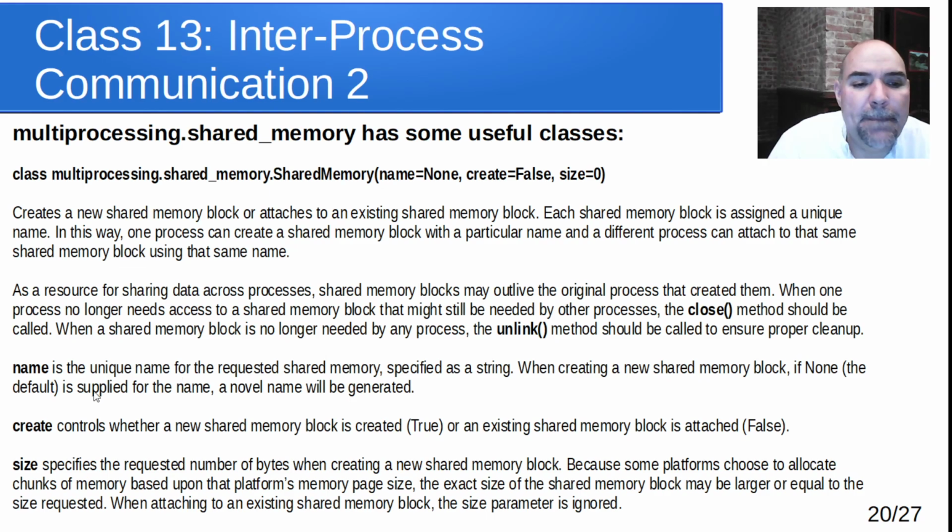Now, one thing to note, create controls whether a memory block is created or an existing one is attached. So if we're the main process, we usually would set create as true, and then a new process that needs to attach would connect to it and set that as false, which is the default. Now, size specifies the requested number of bytes, so you can think of that a lot like the malloc function call, where we're allocating a size. And this is in bytes, not in integers or something else. If we're attaching to an existing one, it already has a size, so we don't need to specify the size; it's ignored if we do.